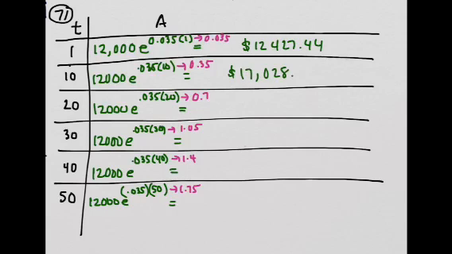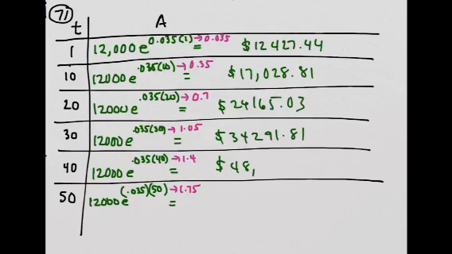10 years it's 17,028. Then 24,165.03 and 34,291.81. And then we have 48,662.40, and finally 69,055.23.